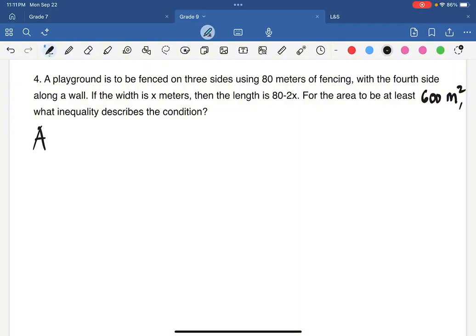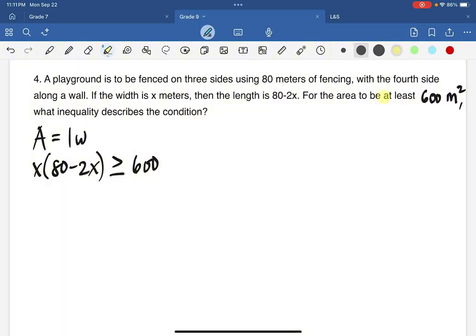So again, let's talk about area. Length times width. So based on this, we could write x times 80 minus 2x is greater than or equal to 600. We're still using the greater than or equal to symbol because it says here at least 600 square meters. And we're talking about area, so obviously it's going up, it's high. That's why we use the greater than symbol.